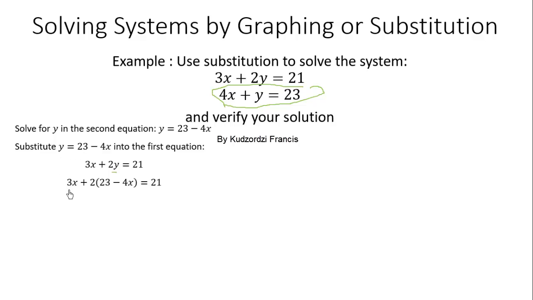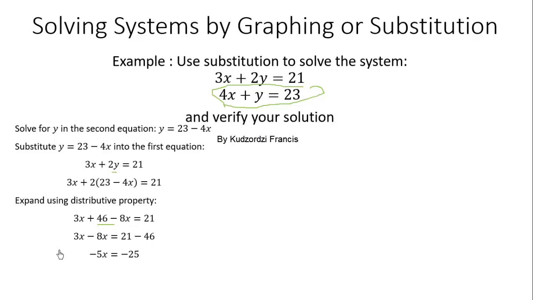So that will give us 3x plus 2 into 23 minus 4x is equal to 21. We now use the distributive property to expand. So 2 times 23 will give us 46. Then 2 times negative 4x will give us negative 8x. Now we group like terms, 3x minus 8x. Then we have 21 minus 46. We simplify to get negative 5x is equal to negative 25.